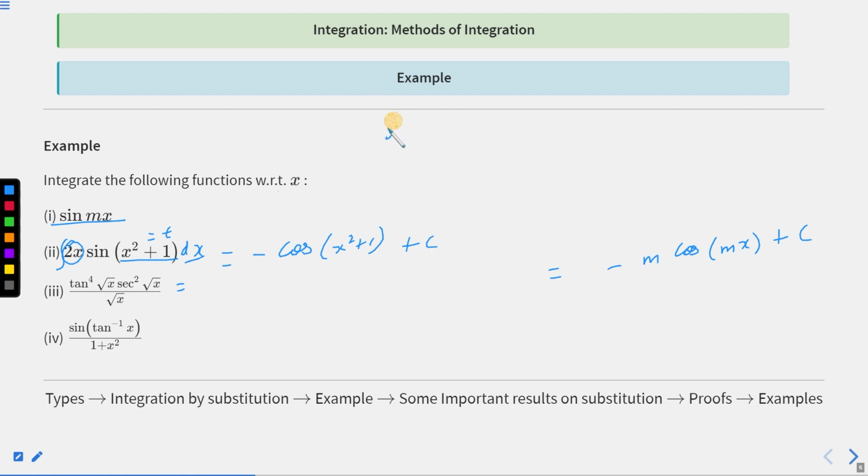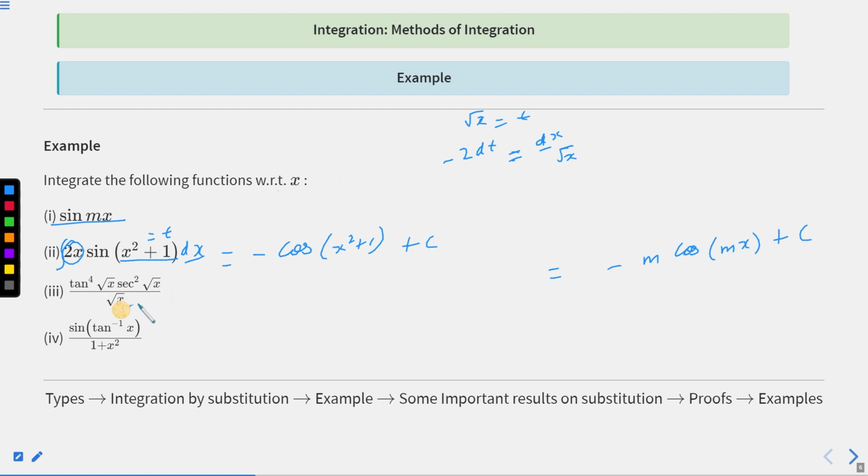Root x is t. This means dt by dx is equal to 1 by 2 root x, so dt by dx is 1 by 2 minus 1 by 2. This thing will happen. This means dt will be minus of dx, or minus 2 dt is equal to dx. After integration you have this form.